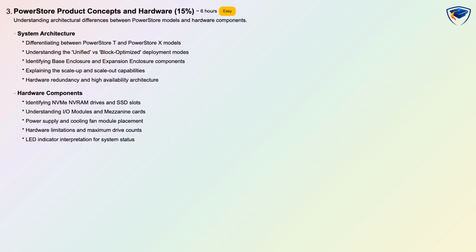PowerStore product concepts and hardware is 15% of the exam, rated easy, with an estimated learning time of 6 hours and assessed conceptually and through scenarios. You will learn the differences between PowerStore T and PowerStore X models and the distinctions between unified and block-optimized deployment modes, and you will identify base and expansion enclosure components.